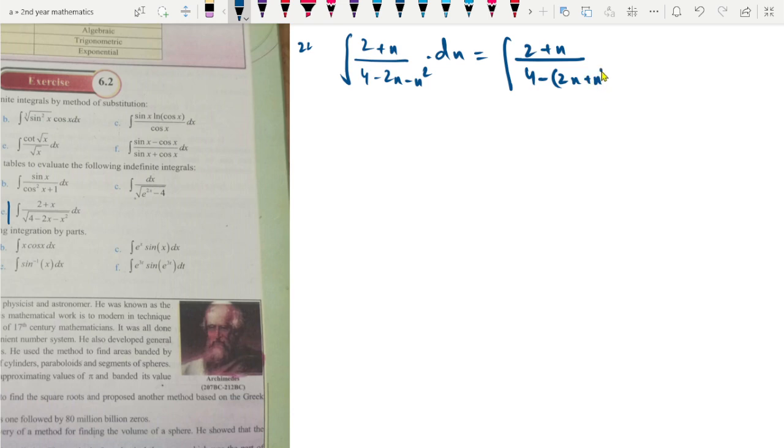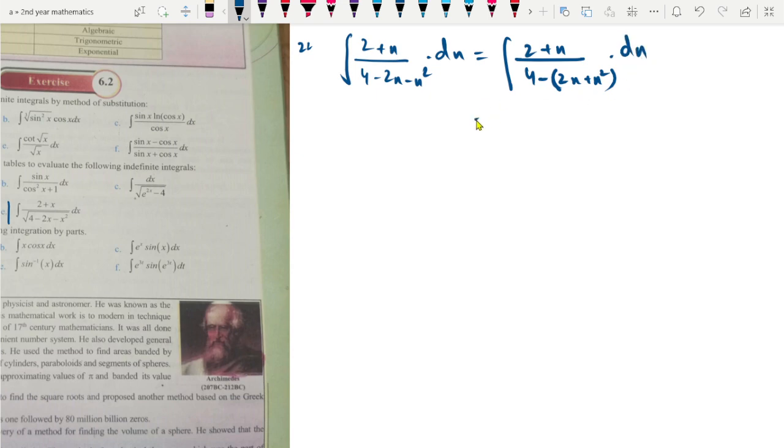So we have the last part of the question. This is equal to the integral of (2 plus x) under root of (4 minus 2x minus x square) dx. Now we will solve this one. So I can write it as 2 plus x and 4 minus, taking common, 2x plus x square.